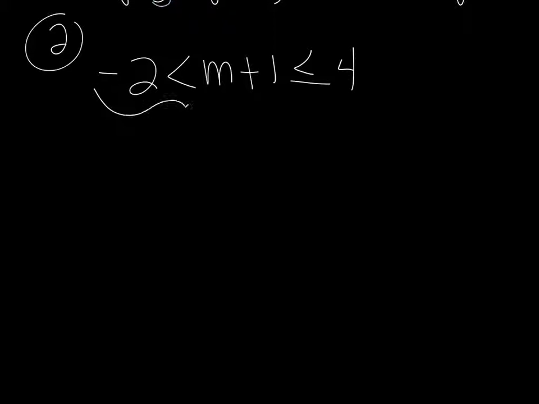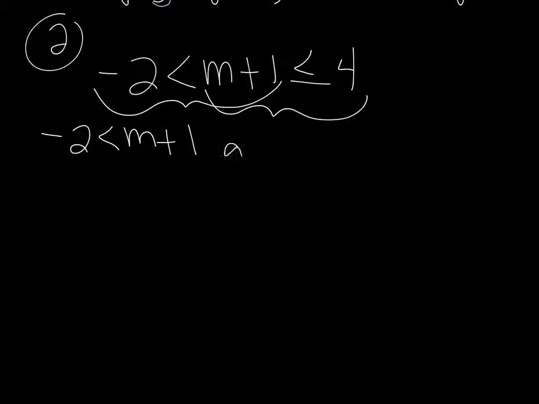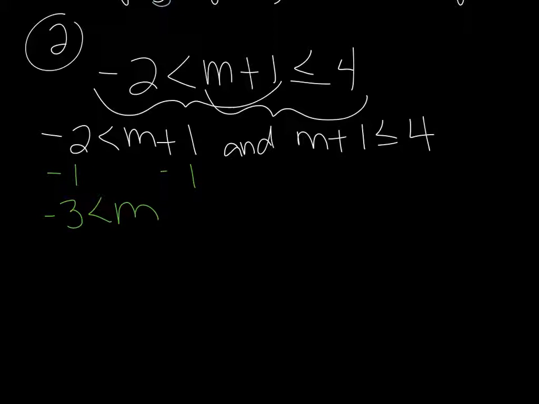So we're going to break this apart, and I'm going to say -2 is less than m plus 1, and then I'm going to say and m plus 1 is less than or equal to 4. Now this time we do have to actually do a little solving because my m is not isolated. So for that first one, how would you solve for m? Subtract 1 from both sides. So I have -3 is less than m.